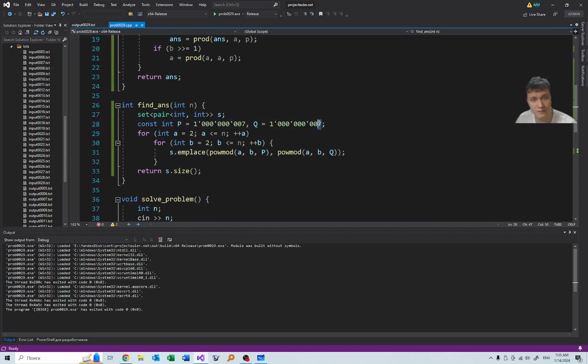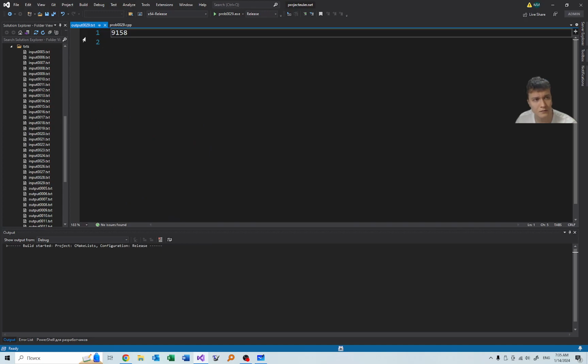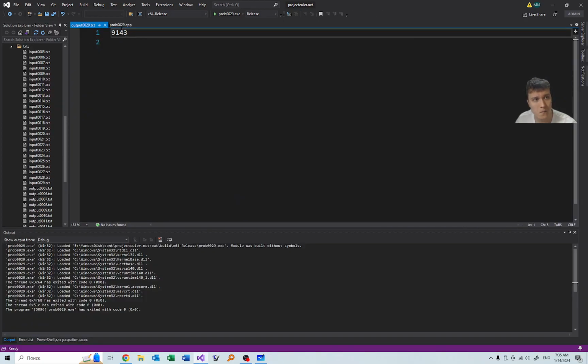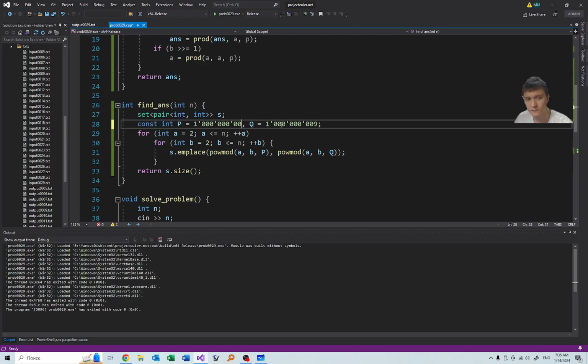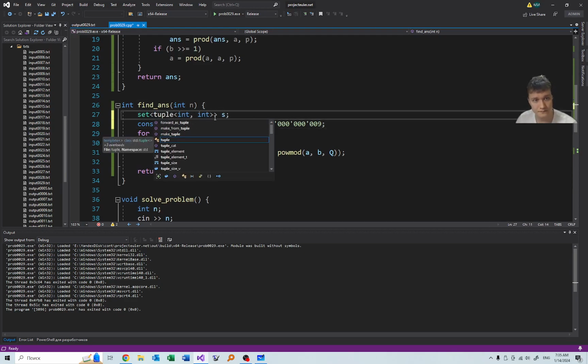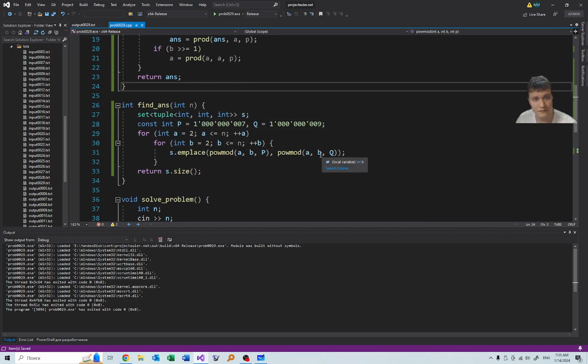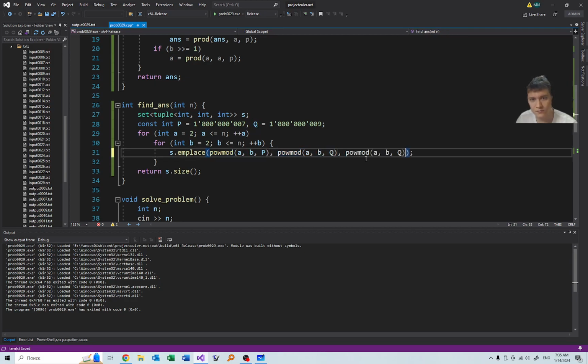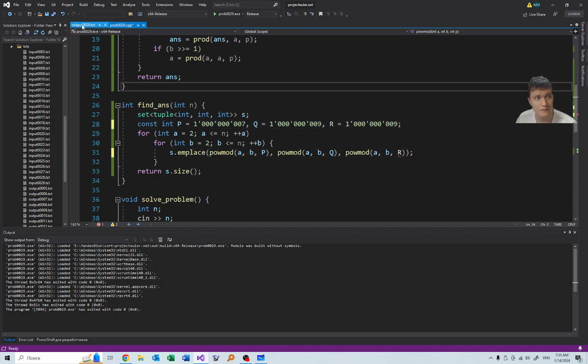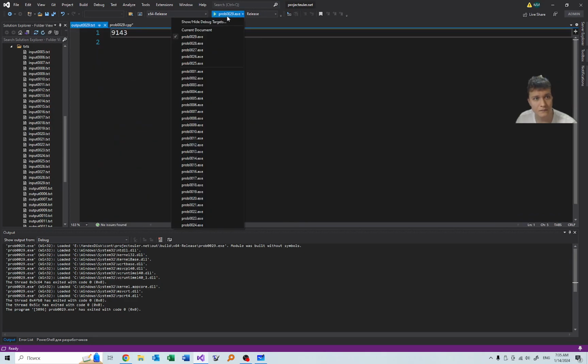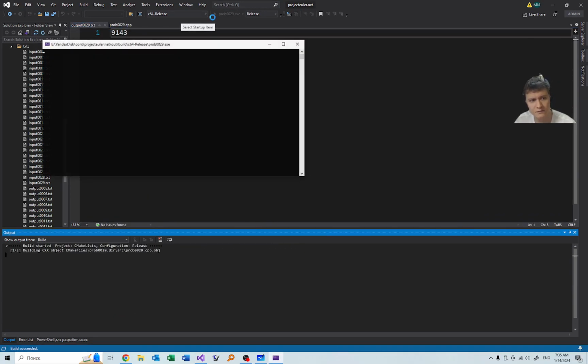Yes, actually there are possible collisions. Unfortunately. Okay, let's use tuple. Int. And let's use one more prime. Because I somewhat don't like it.